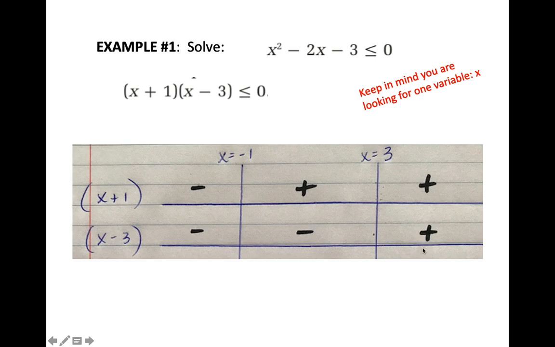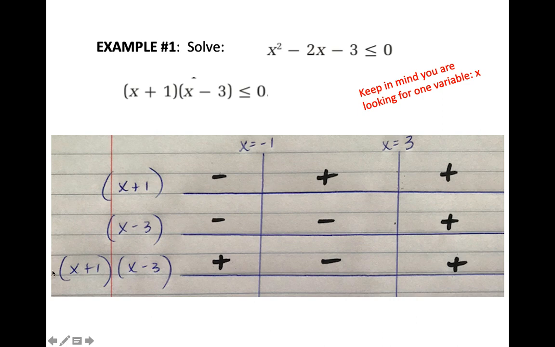So I've broken it down, and then I'm going to look at what happens when I multiply those two together. Well, a negative times a negative is a positive, a positive and a negative is negative, and a positive times a positive is positive. The one I'm curious about is where everything turns out to be negative. So in between -1 and 3, I have my solution.